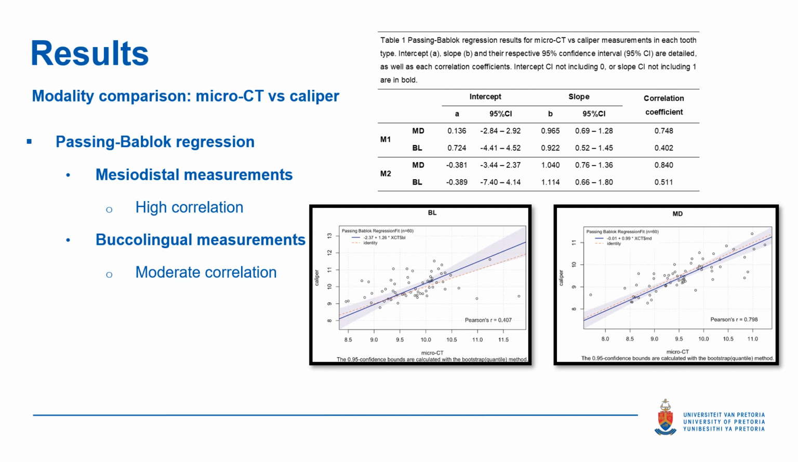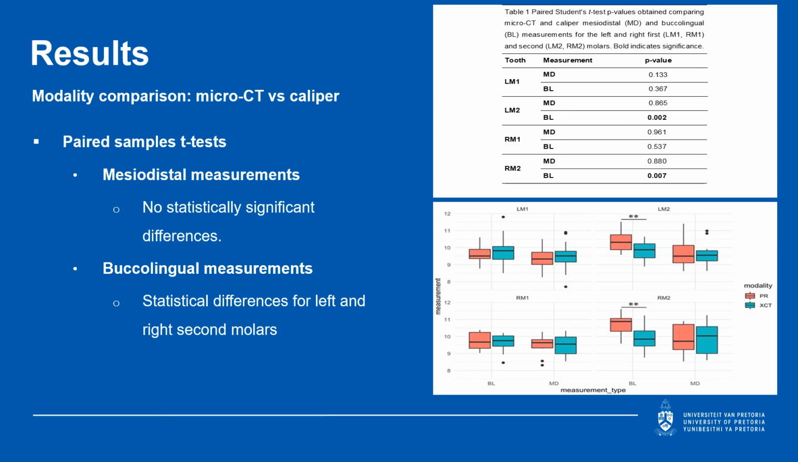Passing-Bablok regressions showed a high correlation for mesiodistal measurements between the two modalities, with only a moderate correlation for buccolingual measurements. Finally, paired Student t-tests found no statistically significant differences for mesiodistal measurements. However, buccolingual measurements were significantly different between the two modalities, specifically for second molars, and as observed on the box plot, always greater in caliper measurements than virtually.